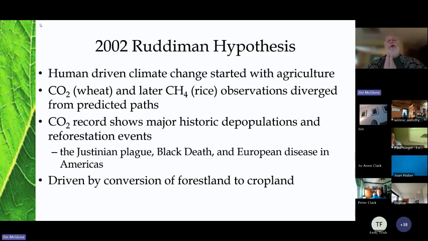But what it does point to is that temperate forests are incredibly important carbon sinks. And as we convert temperate forests to other land uses, we are reducing that carbon sink and it is likely driving increases in carbon dioxide, in addition to burning fossil fuels.